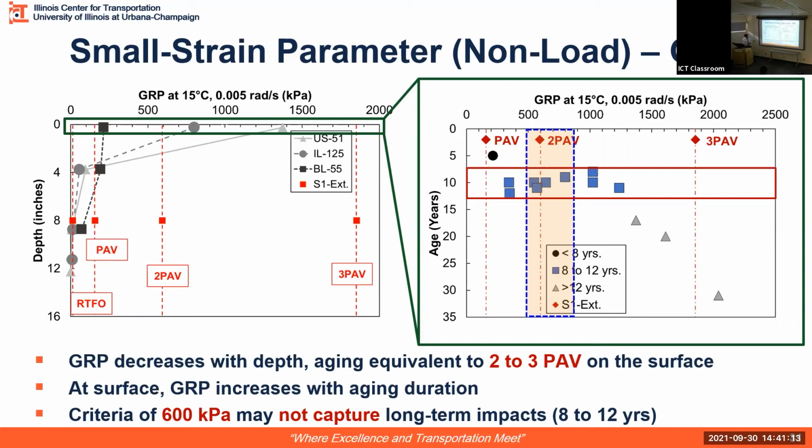Moving on, this criteria of 600 kPa, again, is a stiffness dependent parameter. So depending on what aging condition or what binder PG you are considering, we should be considering thresholds based on that. So this has to be looked at.